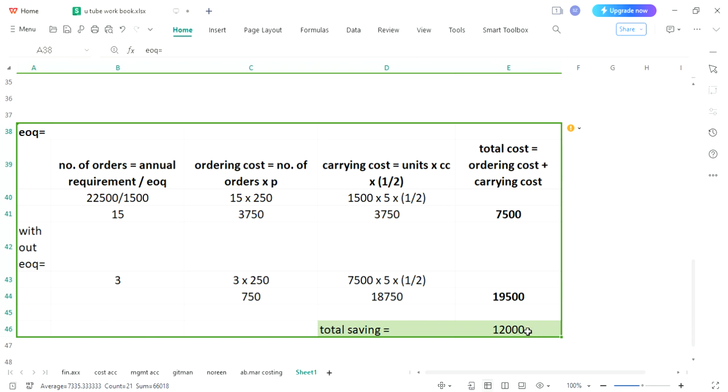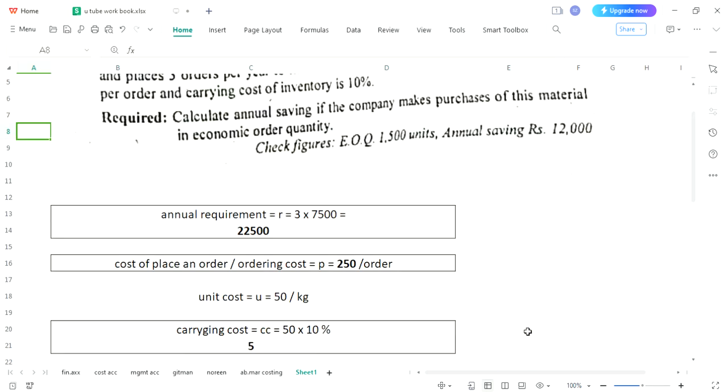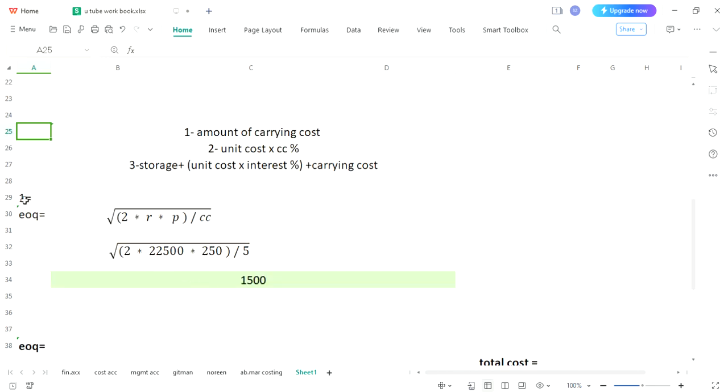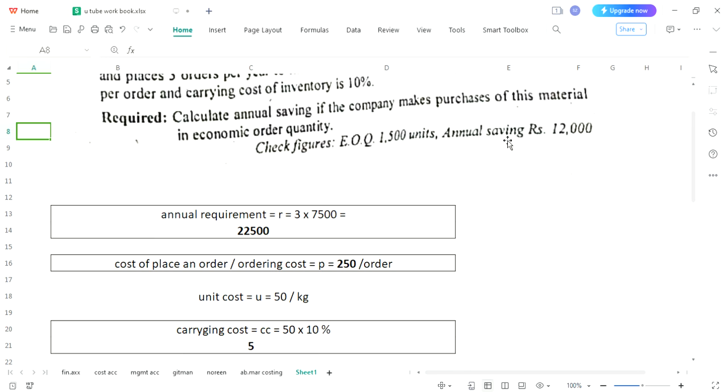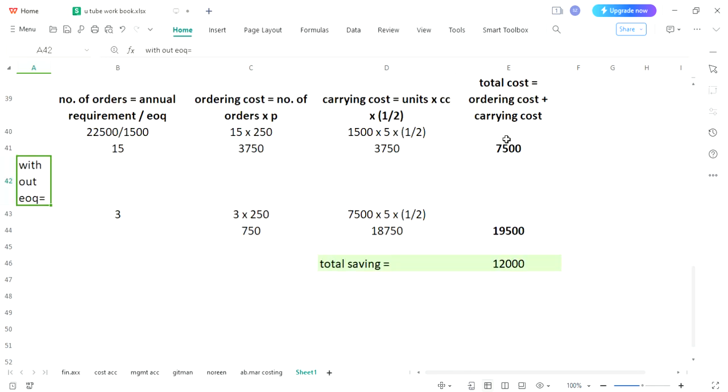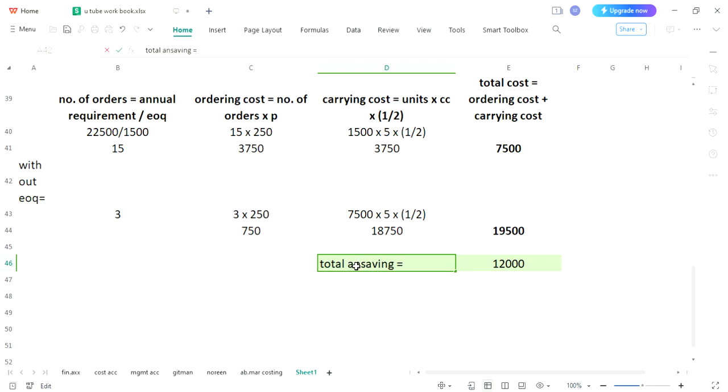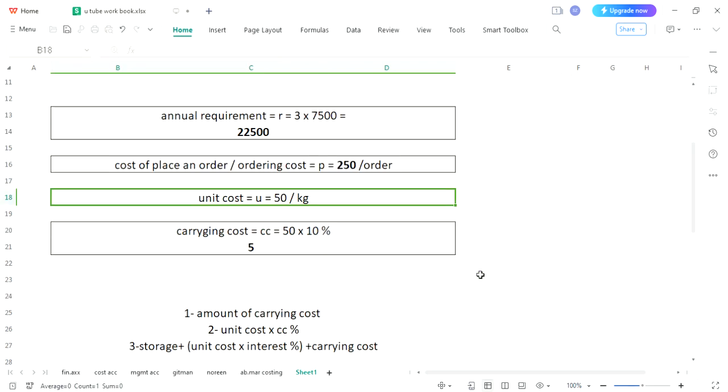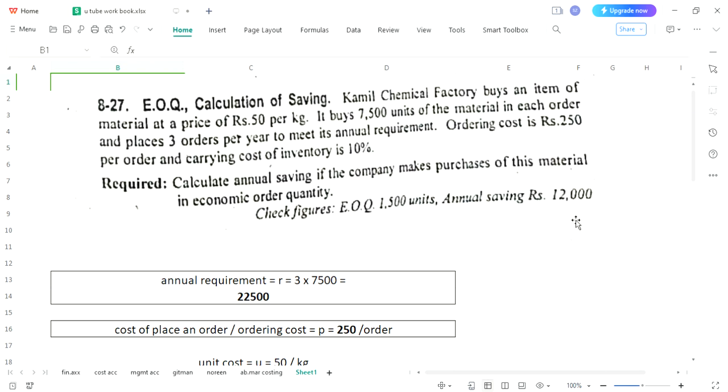We are just taking a short review if there is anything else. Economic order quantity you have calculated 1500. This is your first answer, EOQ. Second was needed to calculate annual saving, and in second part you have also calculated your total annual saving. Just let me write annual as well. Okay, that was 12,000, and we have seen our answer as well. 12,000 was present. In this way, both answers are reviewed. Question has been reviewed. 8.27 has been completed.